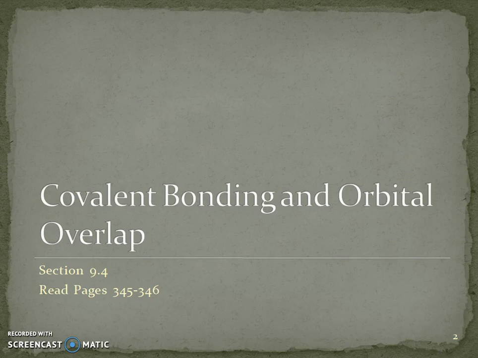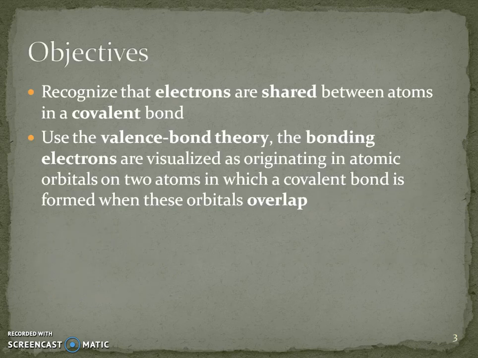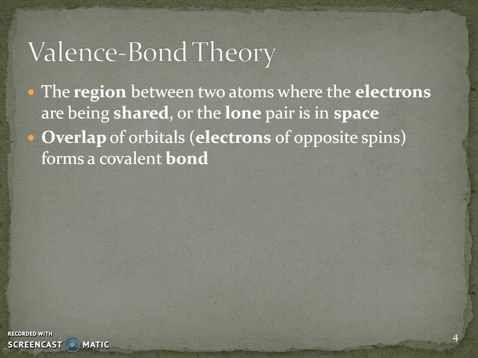This is Mrs. O'Neill for AP Chemistry, Chapter 9, Section 4, Covalent Bonding and Orbital Overlap. The objectives for this section are to recognize that electrons are being shared between atoms in a covalent bond, and that valence bond theory is going to help us visualize what is happening between those shared electrons. What's that overlap? What does that mean visually?